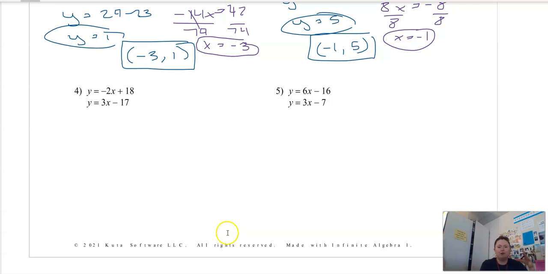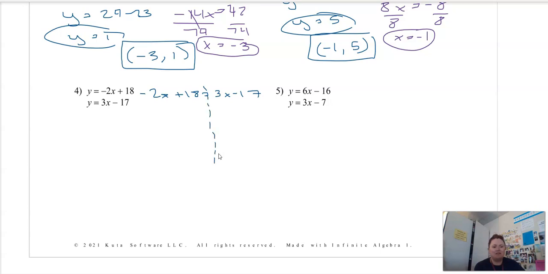Okay, if you haven't paused it yet and worked ahead, I encourage you again to try out numbers 4 and 5 on your own. Hit pause, and then when you're done, see if you got it right. So for number 4, hopefully you've had a chance to try it now. For number 4, you're going to put the two equations together. Negative 2x plus 18 equals 3x minus 17. That should be a 17, not a 12.